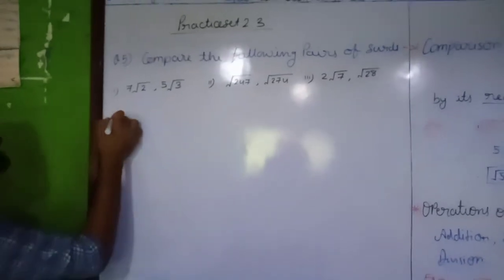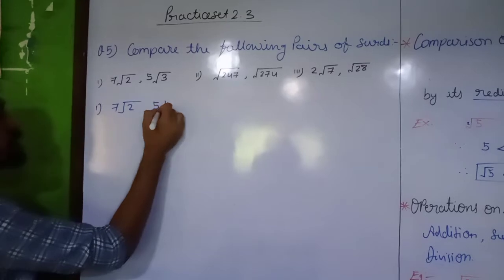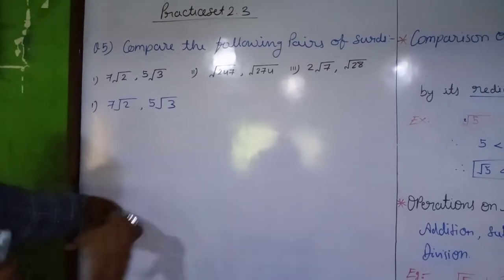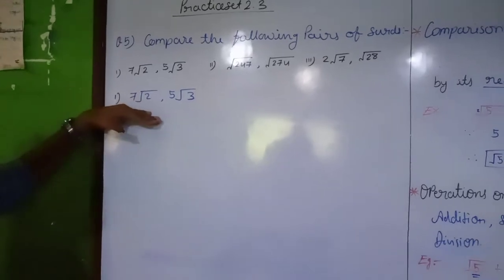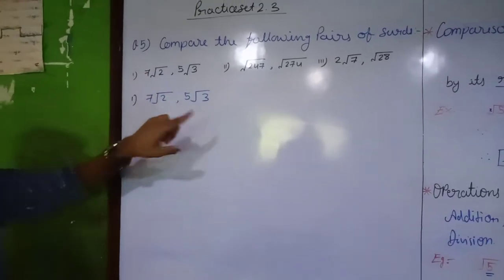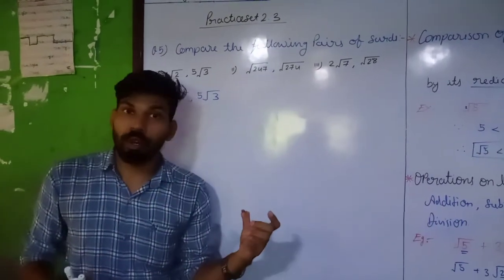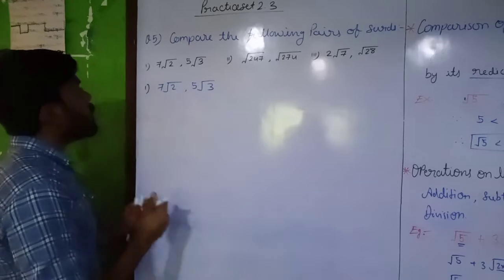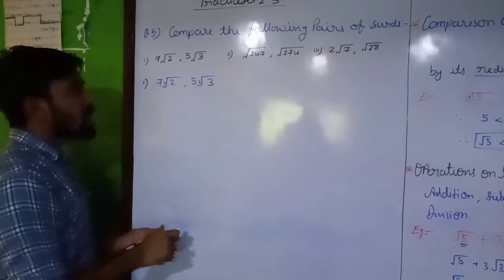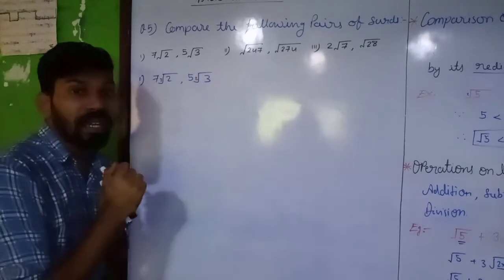As I said, first we write the question. We learned how to compare these two surds. We compare according to their radicands. But the first thing is to find whether the order of the surds is the same or not. Let's check. Here nothing is written, that means 2. Here also 2. The order is the same. Now on the basis of the radicands we can do the comparison.